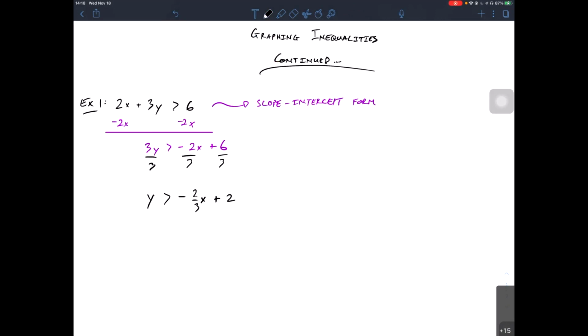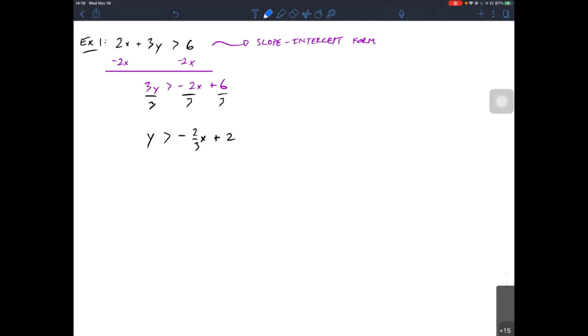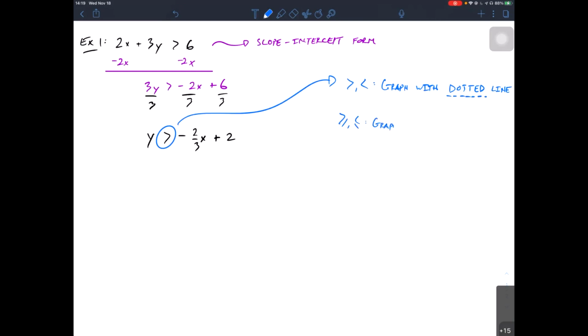But there are a few things that you can do right from the get-go. If you remember from last class, you just want to focus on the inequality first, because that will dictate the following. Remember, if it is greater than or less than, you graph with a dotted line. If it is greater than or equal to, or less than or equal to, then you graph with a solid line.